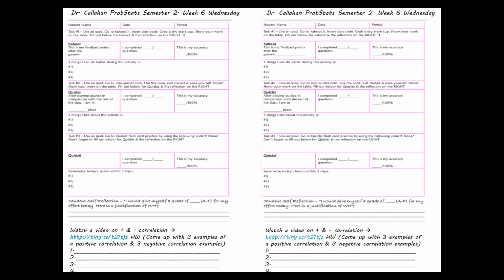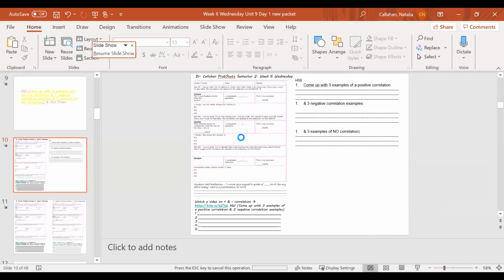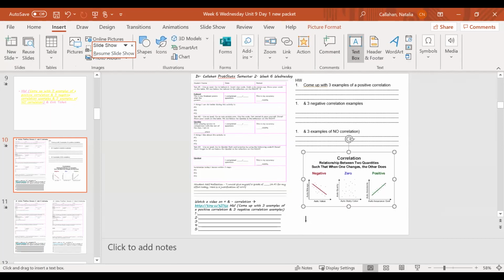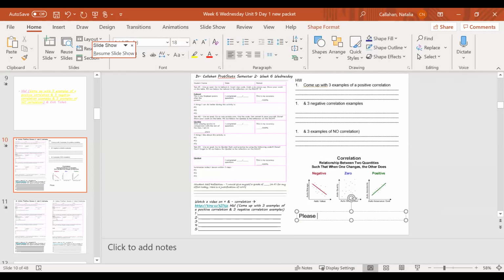Okay, so your exit ticket today is going to be as follows. Your job is to explain to me: please look at the graphs of the three correlations and explain the relationship between the X and Y value in terms of how it is graphed.